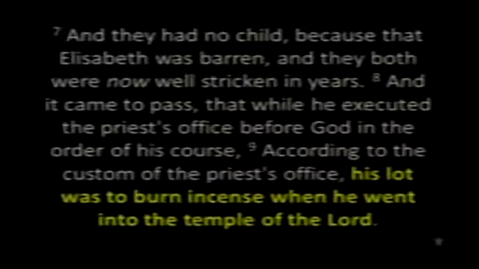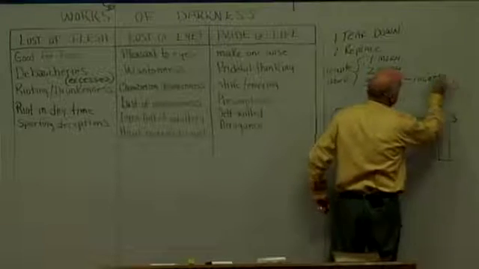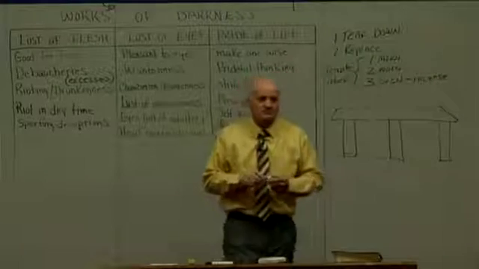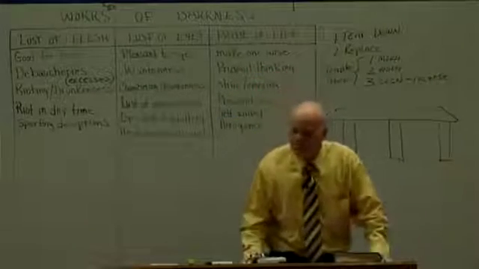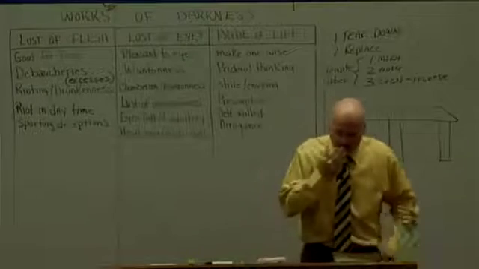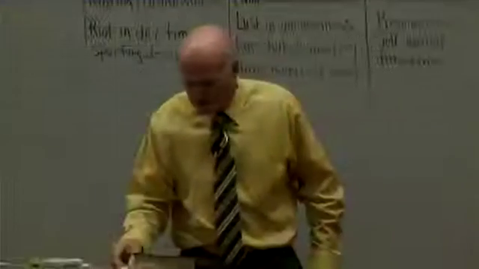And they had no child because Elizabeth was barren, and they both were now well stricken in years. And it came to pass that while he executed the priest's office before God in the order of his course, according to the custom of the priest's office, his lot was to burn incense when he went into the temple of the Lord. And what you're going to find out is that incense got burnt at the evening sacrifice, at the time of evening prayer. And so that was part of his responsibility.